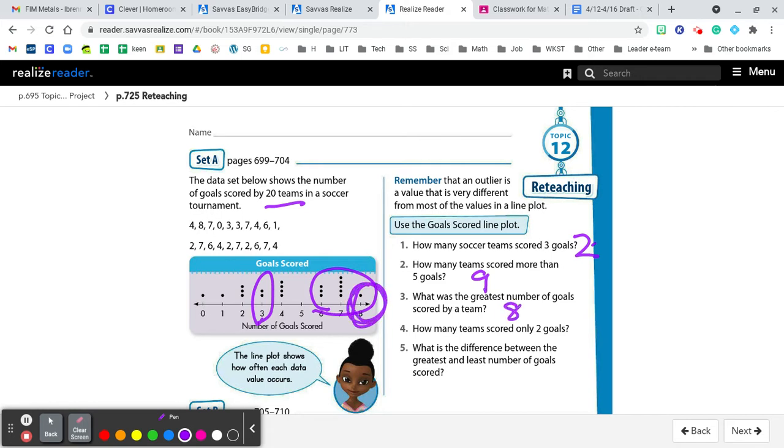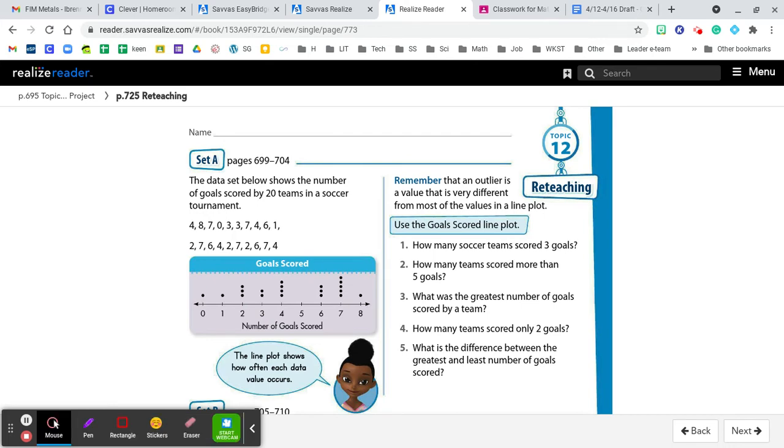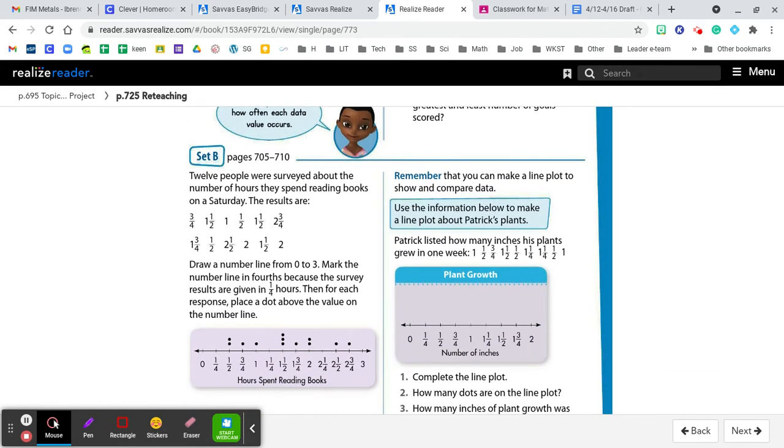How many teams scored only 2 goals? Where do we see 2? 3 teams right here. I already have that one circled. What is the difference between the greatest and least number of goals? So we have 8 minus 0 equals 8. Remember that you can make a line plot to show data and compare data. So we're going to use our data here to make a line plot.